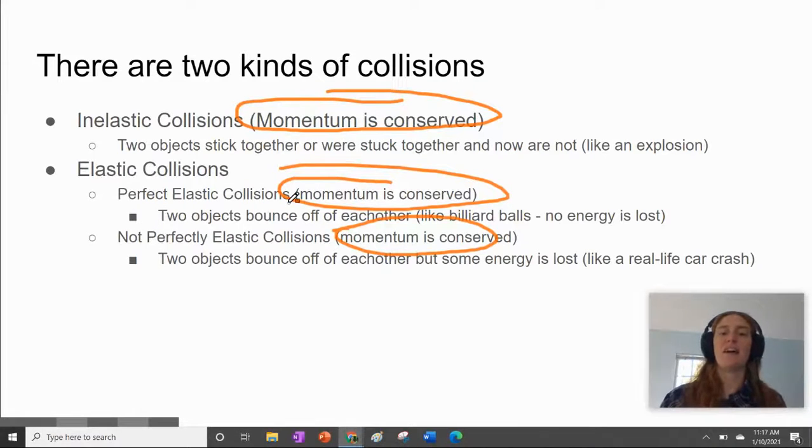Then we have perfectly elastic collisions. This is when two objects bounce off of each other like billiard balls, and no energy is lost. So this is perfectly elastic. You have things bounce off each other and energy is also conserved. But what's going to happen more often than that is not perfectly elastic collisions, where you have two objects bounce off of each other, but some energy is lost. A good example of this is a normal car crash where you have two cars bounce off of each other, but you still lose some energy. Or bumper cars. You have two bumper cars bounce off of each other. You're going to have conservation of momentum, but not conservation of energy.